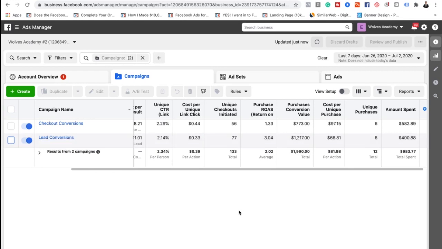So as stated before, I'm going to end this training for 7 days, right? In 7 days, we spent $983 and made $1,990 in revenue. So that's literally a 2x return on ad spend over the course of the 7 days.